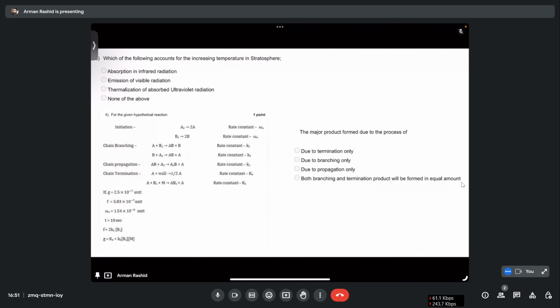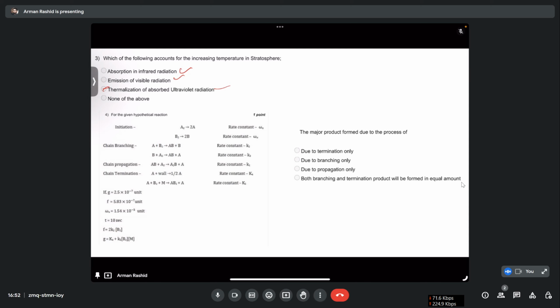Now we have to see which of the following accounts for the increase in temperature of air: absorption of infrared radiation, absorption of air, or thermalization of absorbed radiation. The third is the answer. As I have told you what is actually happening, the UV radiations come, they get absorbed, they break. Because of that breaking, we release heat.